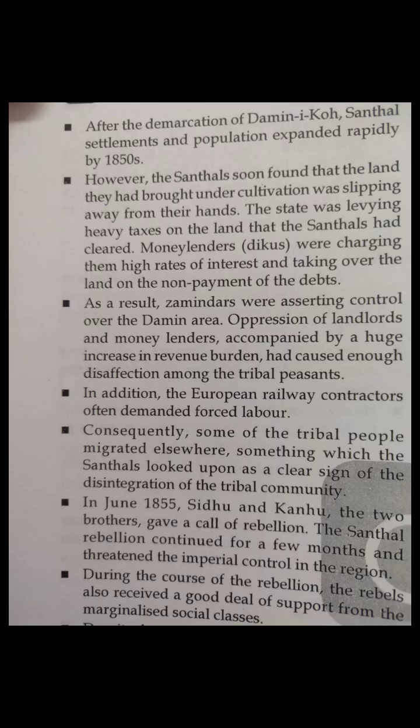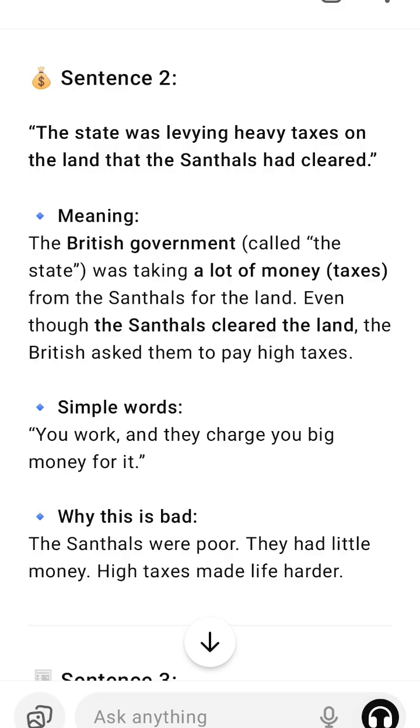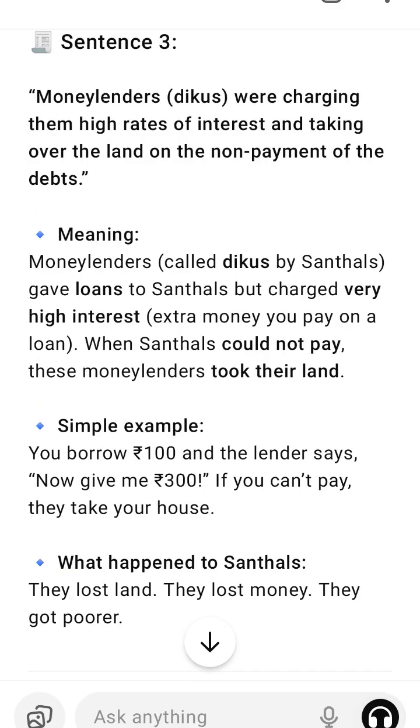Absolutely. Here's a deep and detailed summary of the passage about the Santhal Rebellion 1855-56 in the simplest way possible. Perfect for anyone, even if you're hearing this for the very first time. Great deep detailed summary of the Santhal Rebellion.